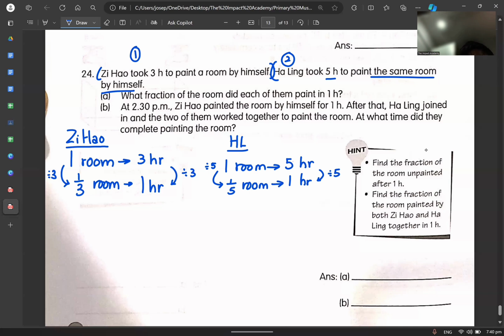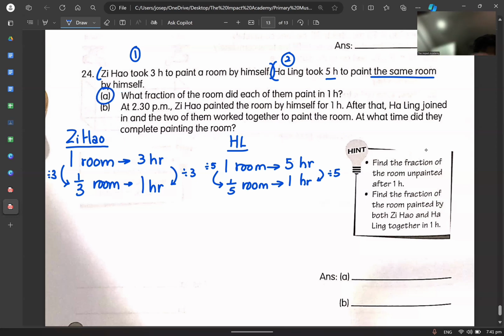From here itself, you can see that Harin probably has longer arms. Is that true? No. Why? Because Zihao paints faster. So who is faster? Zihao. And if Zihao is faster, that means Zihao has longer arms. He's probably stronger.